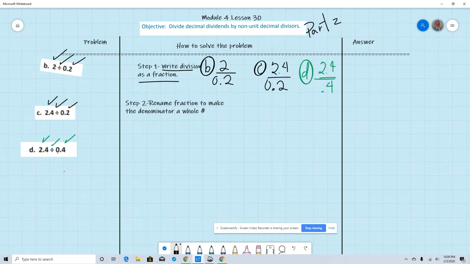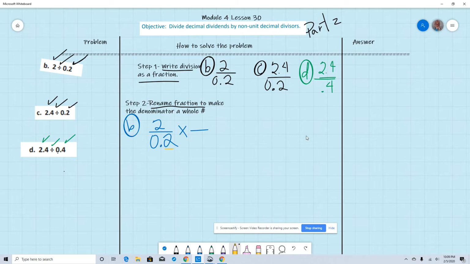All right, our next step is to rename the fraction to solve it. This is 2 divided by 2/10. How many 2/10 can we find in the number 2? So now let's rename it to find the answer. We're going to start with B. B is 2 divided by 2/10. Now you will say, why do you multiply it by 10?